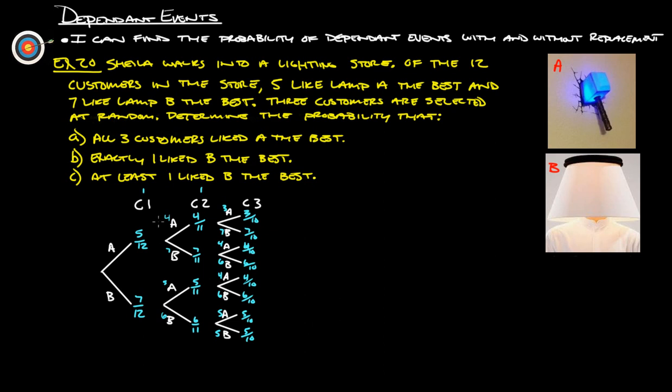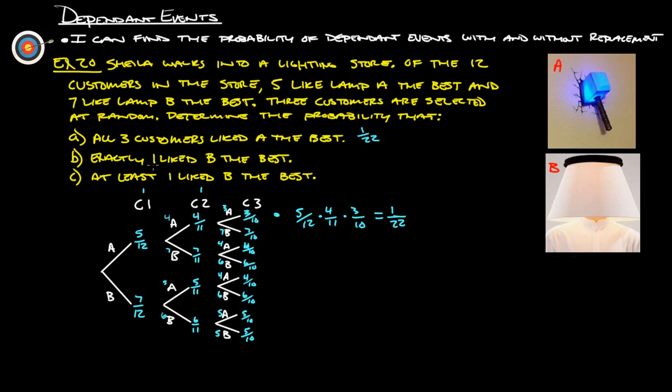Okay, so once you make all that, that makes this a bit easier. All 3 customers liked A the best. So that would be A. That's this branch right here. So that's going to be 5/12 times 4/11 times 3/10, which simplifies down to 1 out of 22.